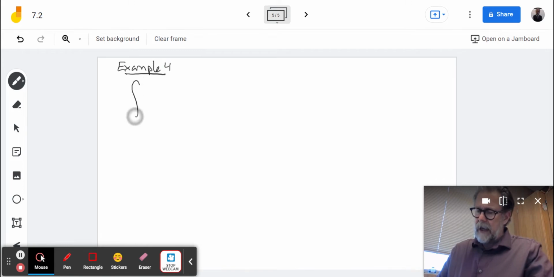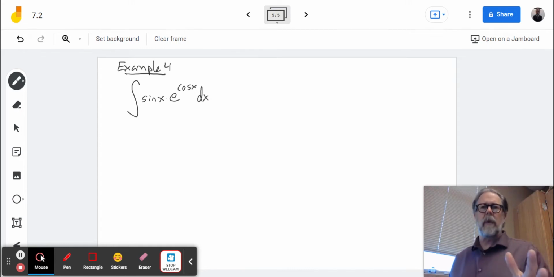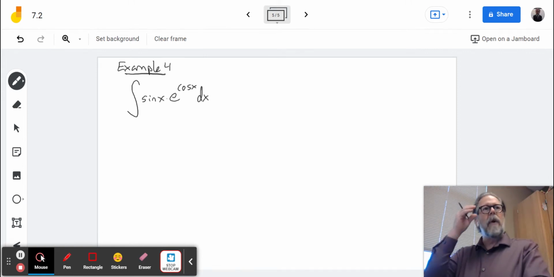I've got a function, and the function is sine of x times e to the cosine of x. And you might ask yourself, why do I have this function? It's irrelevant. It doesn't matter. Somebody came up with this function, it modeled something and said, okay, now what happens? And you said, hey, I'm the man. I can deal with this. But I don't know the antiderivative of sine times e to the power of cosine.